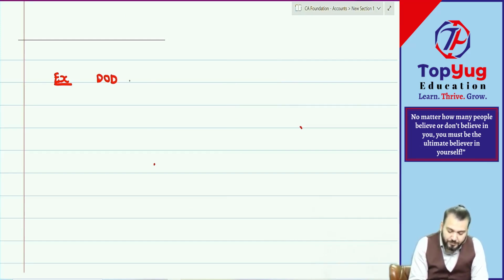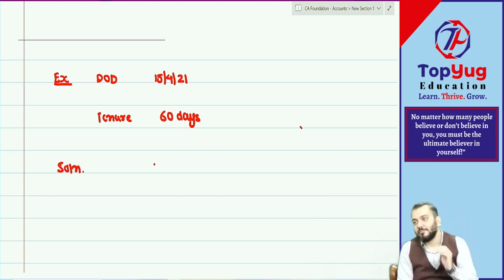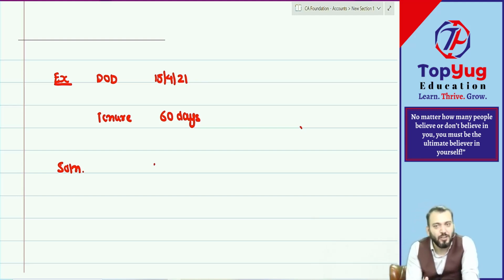Example: date of drawing is 15/4/2021 and tenure is equal to 60 days. Calculate. Solution. You will do, I will do. Of course you will do. Whenever date of acceptance is not given, it means date of drawing and date of acceptance are the same. Correct? So if date of acceptance is not given, ignore it. Are you getting?